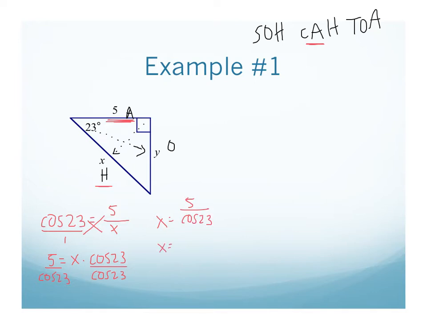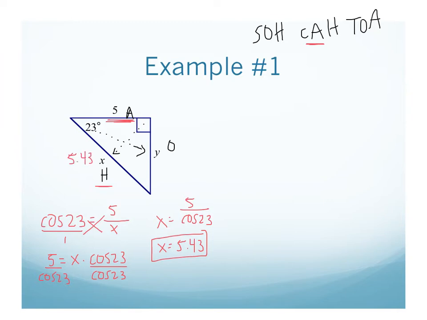Now remember in your calculator, in order to do trig, you have to be in degree mode. So just to make sure we're all in degree mode, hit mode and make sure that degree is highlighted. It should be the third row down. If radian is highlighted, you're going to get the wrong answer. Then you're going to do 5 divided by cosine of 23 and make sure you end your parentheses around the 23. When you do that, you get x to be 5.43. And I'm going to put that on my figure.